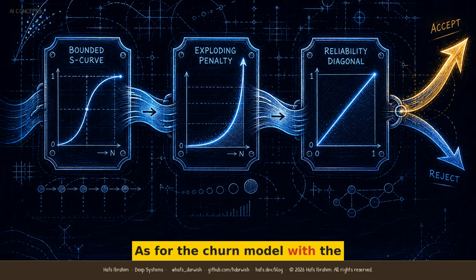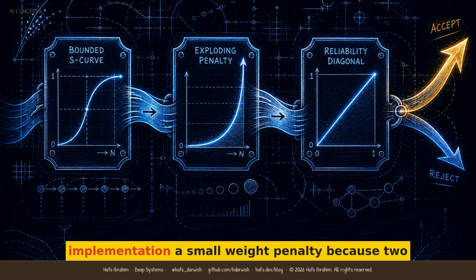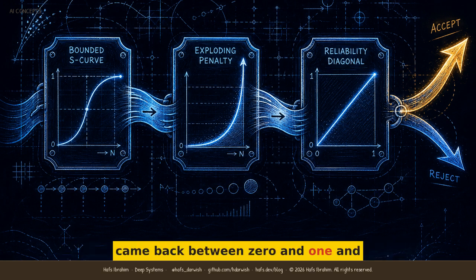As for the churn model with the 140% customer, the rewrite was 30 lines. Same features, log odds output, log loss with the fused numerically stable implementation, a small weight penalty because 2 features nearly separated the classes. The predictions came back between 0 and 1, and more importantly the ones labeled 0.7 churned about 70% of the time. The retention team stopped asking who was going to leave. They started asking who was worth $40, which is a question the model can finally answer, because it now returns a probability instead of a score that merely resembled one.